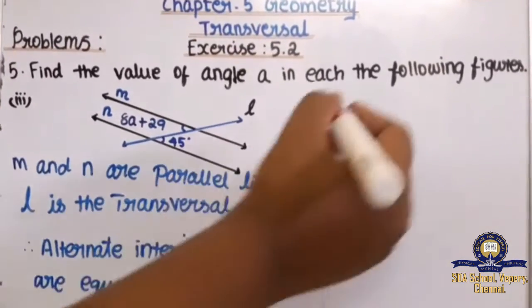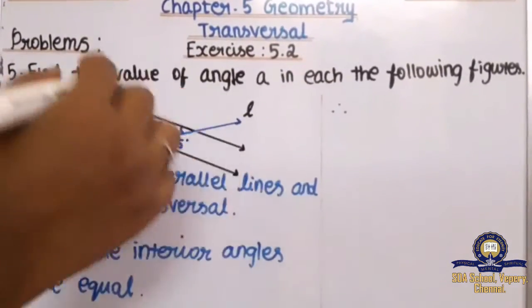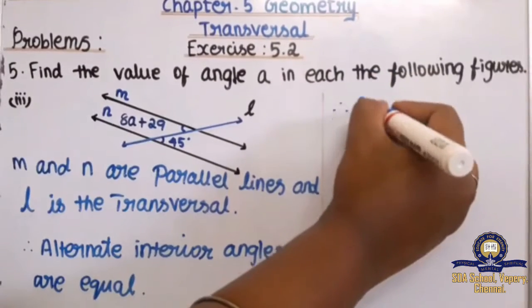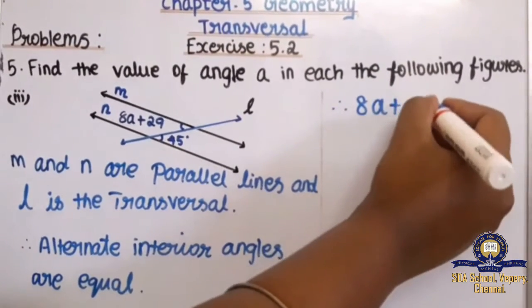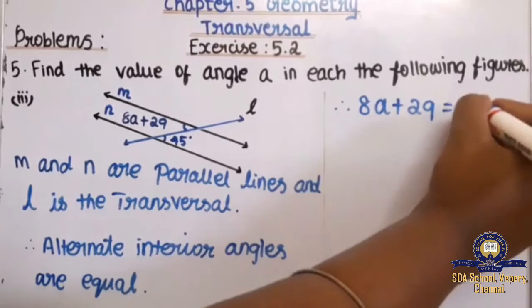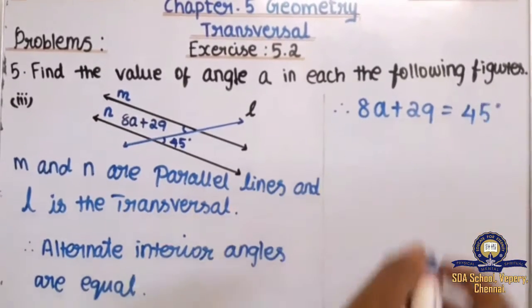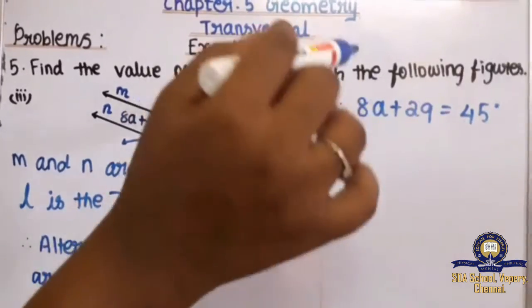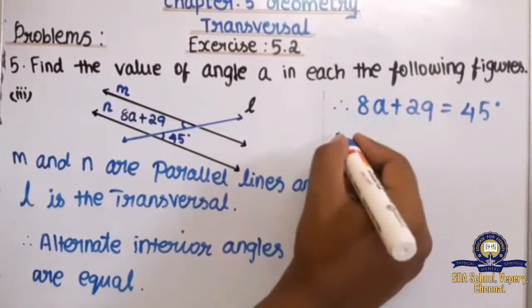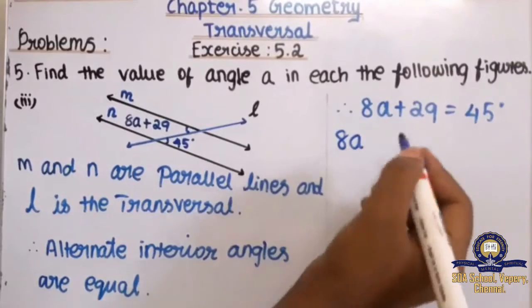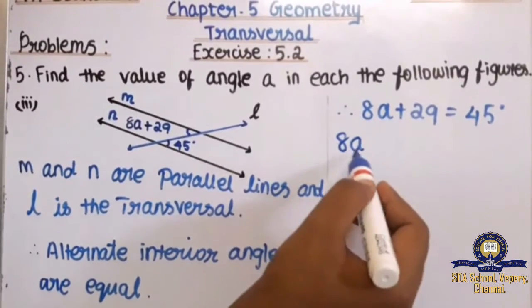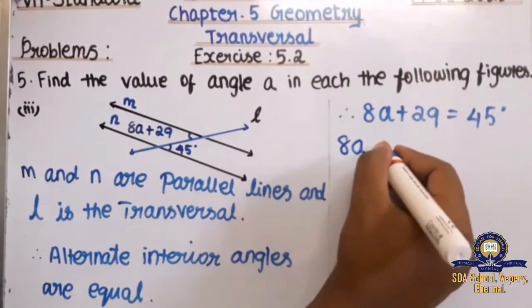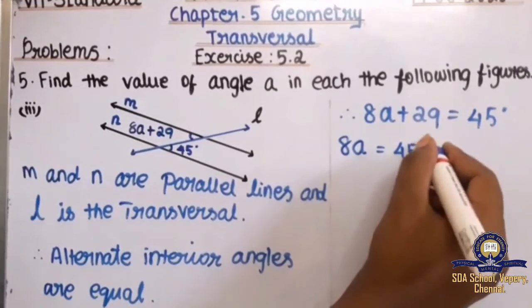Therefore, we can write: what is the angle given here? 8A plus 29 is equal to 45 degrees. First, we need to find the angle A. So, for that, first take 8A. So, 8A is equal to 45 degrees.